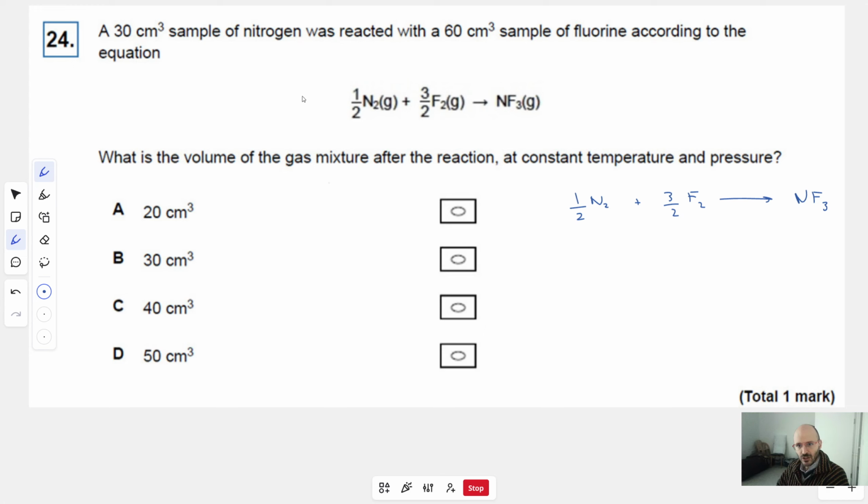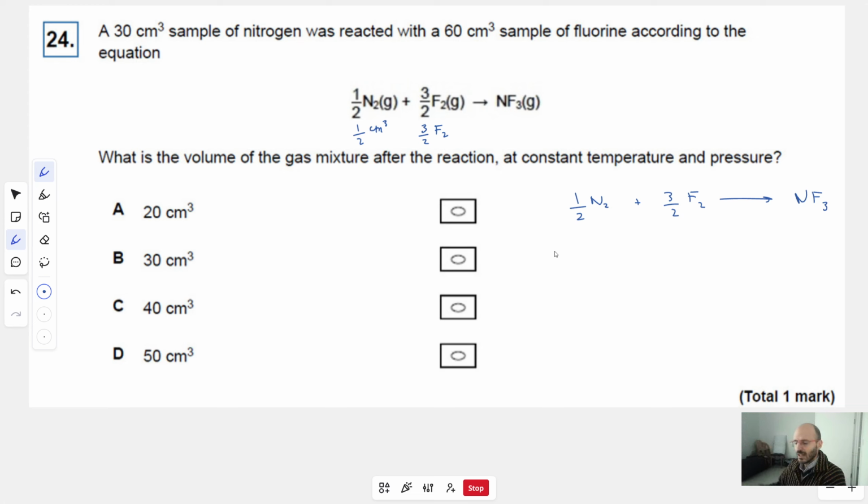30 centimeter cube of nitrogen react with 60 of fluorine. What is the volume after the reaction has happened? Okay, so remember the key idea is that the molar ratio is the same as the ratio between the volumes. So you could say 1.5 centimeter cube of nitrogen react with 3/2 centimeter cube of fluorine. I think I said 1.5 centimeter cube of nitrogen, I meant half.